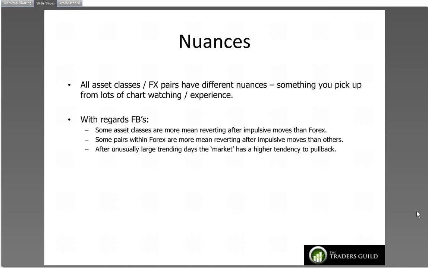And so within certain asset classes, especially FX, when obviously there's lots of different pairs, you do get certain things where you pick up things. Now, there's not a ton of things, but there's certain things that over time you pick up, and you can note that when you come to looking at setups. So, for example, as I said, some asset classes are more mean reverting. Okay, an obvious one is the metals, gold and silver, and oil.